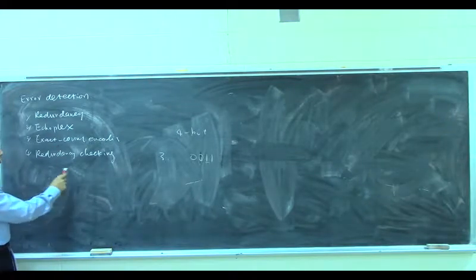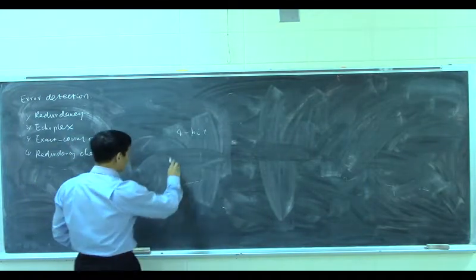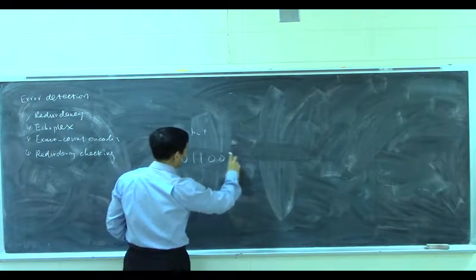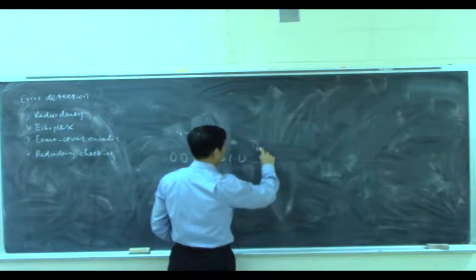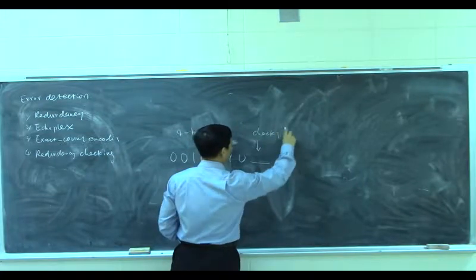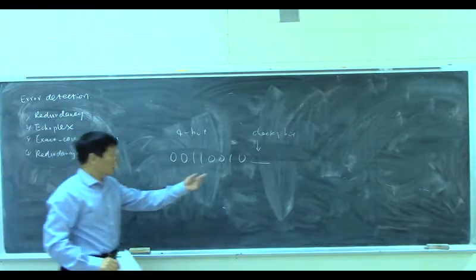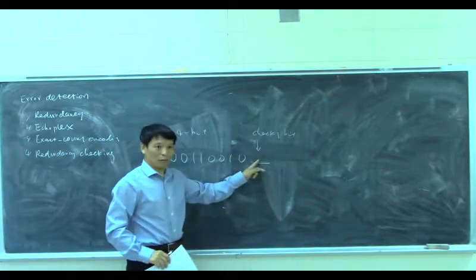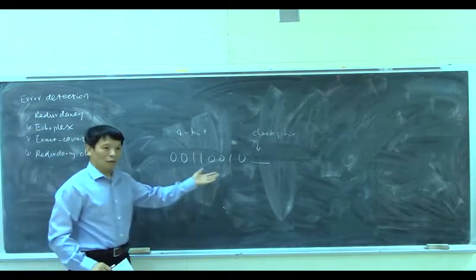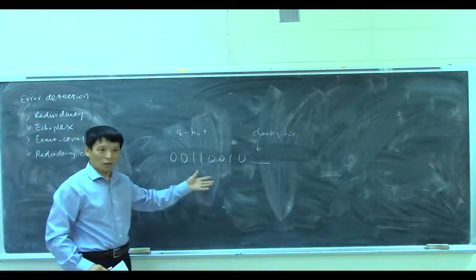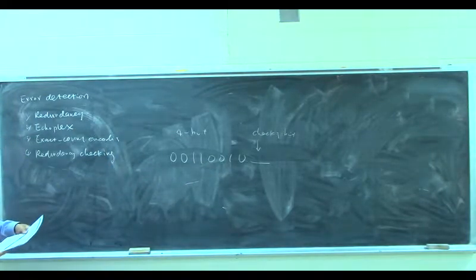The next one is redundancy checking. When we transmit some code, for example, 0, 0, 1, 1, 0, 0, 1, 0, like this, I will add a redundancy checking bit and make this code satisfy some condition. Once you receive the signal, you are going to check this one. If the rule is satisfied, then this may be correct. If it's not satisfied, then definitely there's an error. So this is a redundancy check.